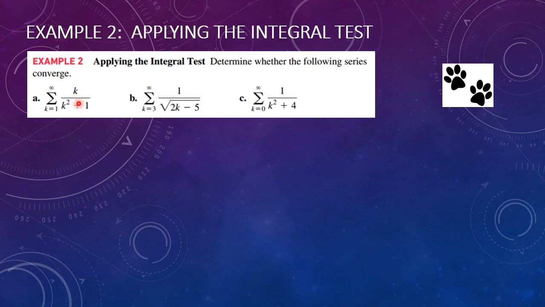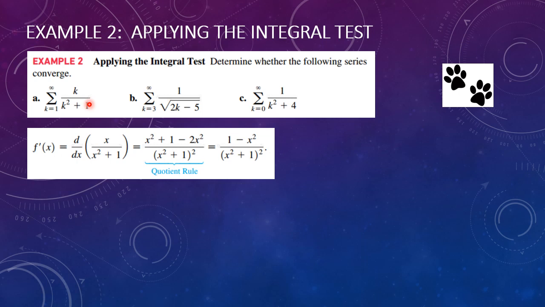Sometimes it's not easy to figure out if the function is actually decreasing, and so what you can do here is take the derivative of the function and then plug in the values and see if the derivative is indeed negative. For example, if we plug 1 in here, we get 1 minus 1 squared, so that's 0.